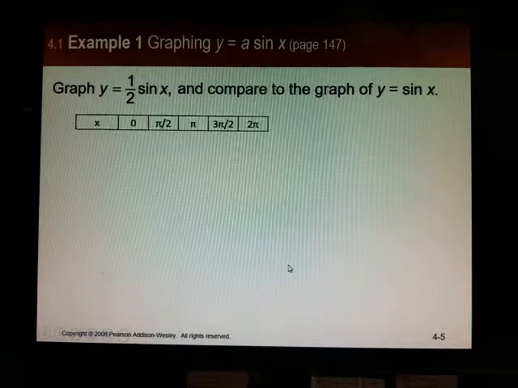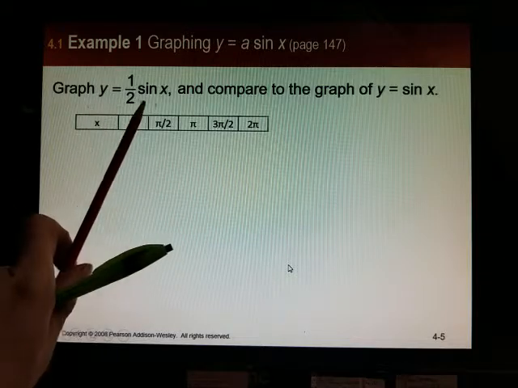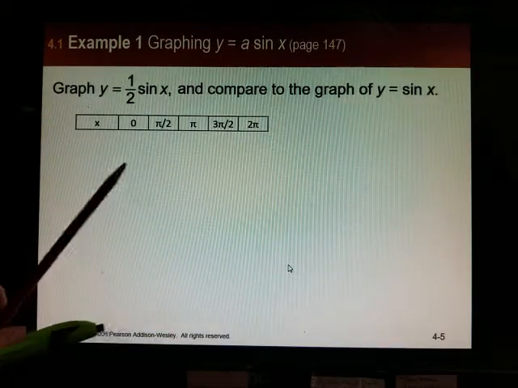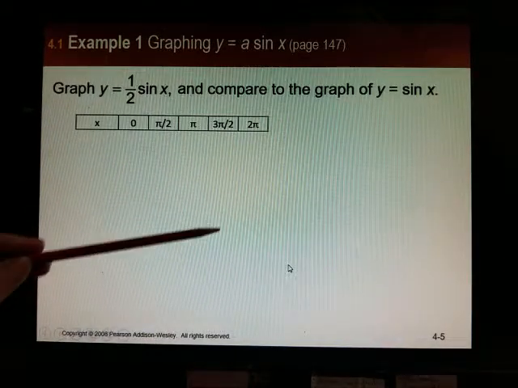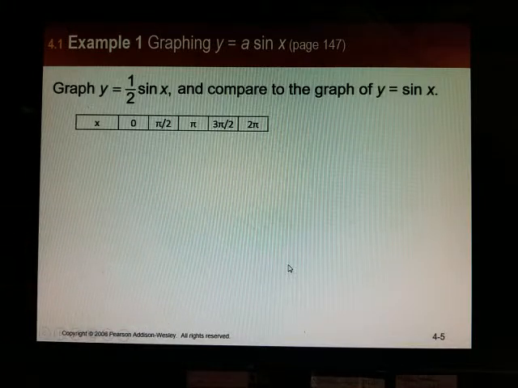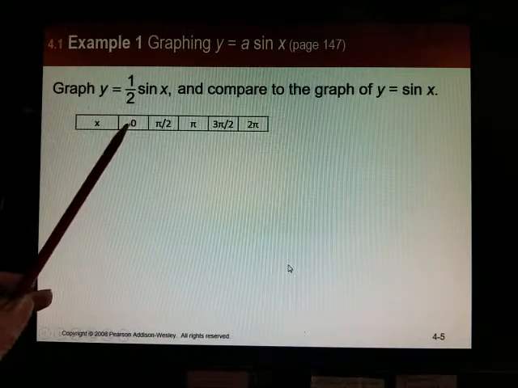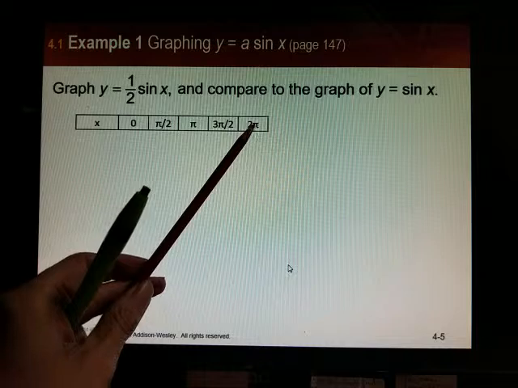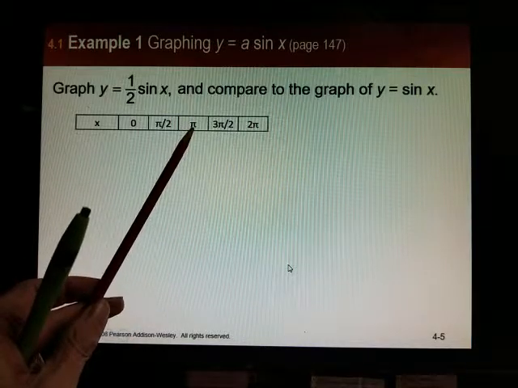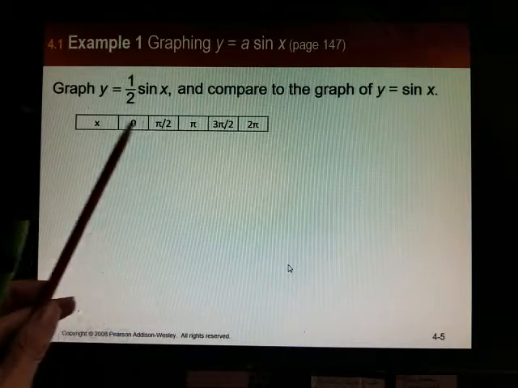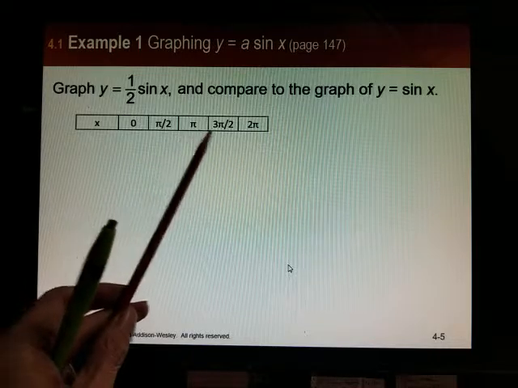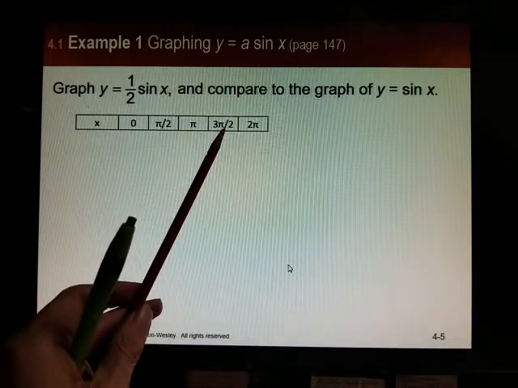So with that in mind, we're going to take a look here. We have the graph of y equals 1/2 the sine of x. Well, first off, we already know that to complete one full cycle around the circle is 2 pi units. So that's why I've done 0 and 2 pi. I cut that in half, and that's pi. That's the middle. Then the middle between 0 and pi is pi halves. And the middle between pi and 2 pi is 3 pi halves.